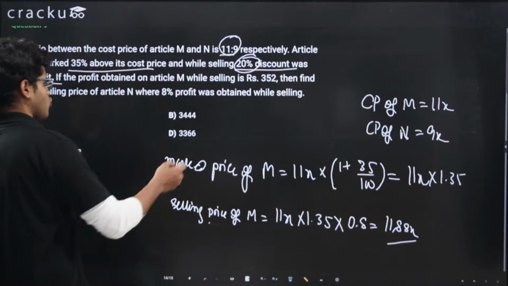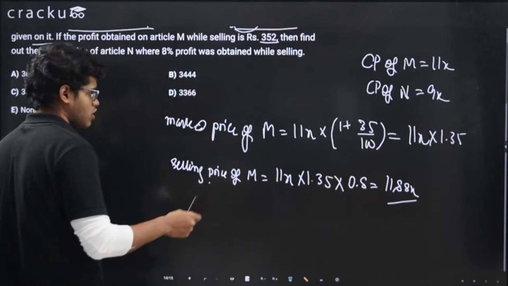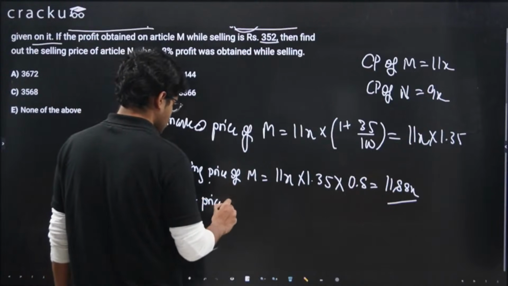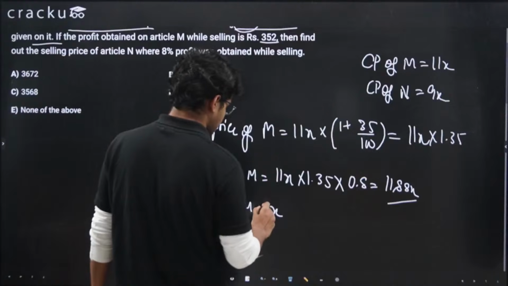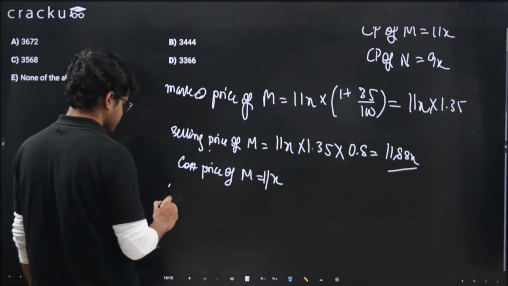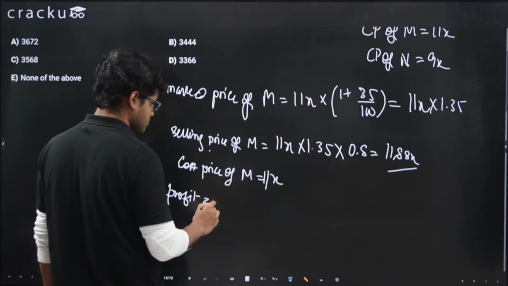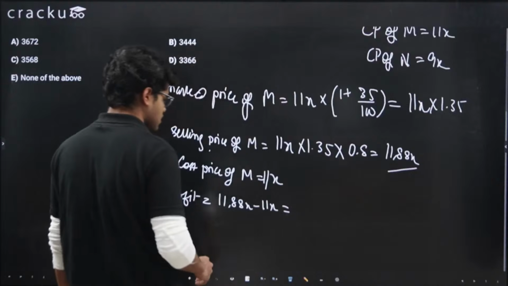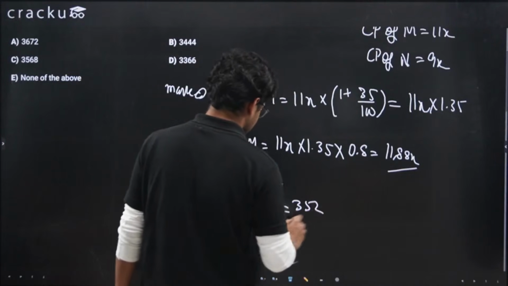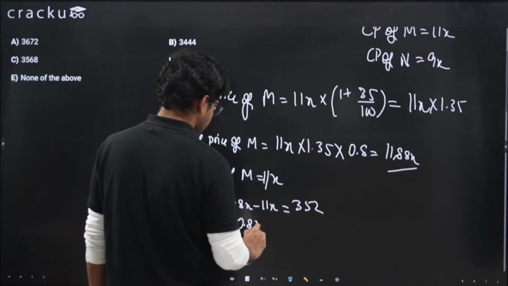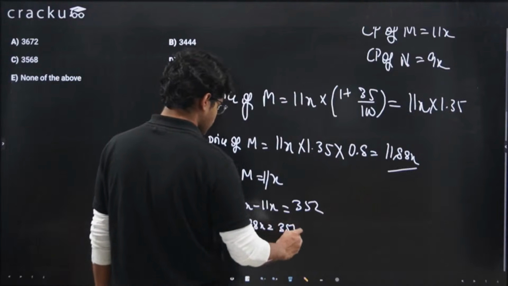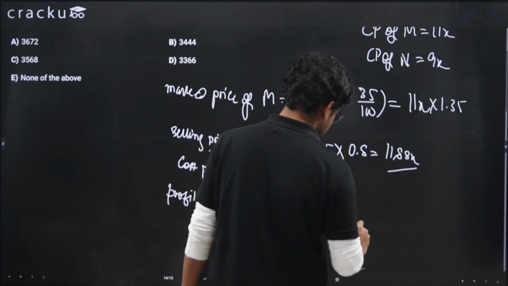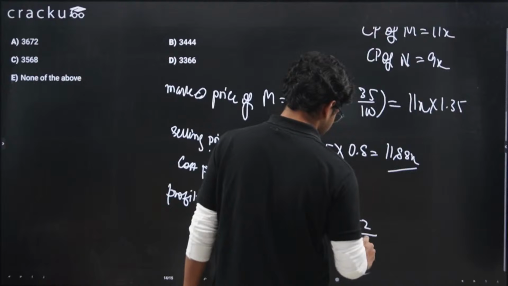Now profit obtained is rupees 352. So selling price is given as 11.88x. The cost price of M is given as 11x. So what is the profit? Profit equals 11.88x minus 11x, and this is equal to 352, or 0.88x equals 352, or x equals 352 divided by 0.88.